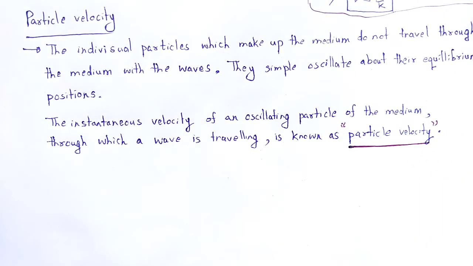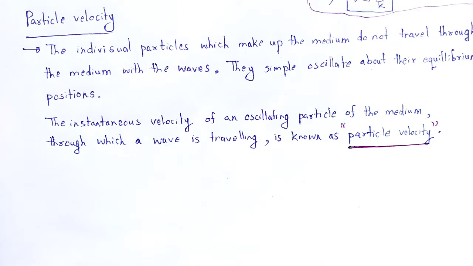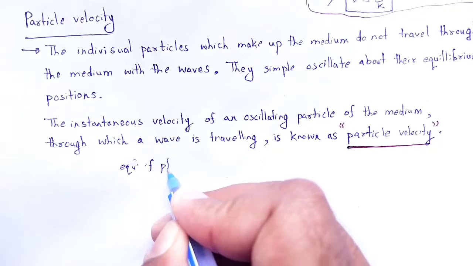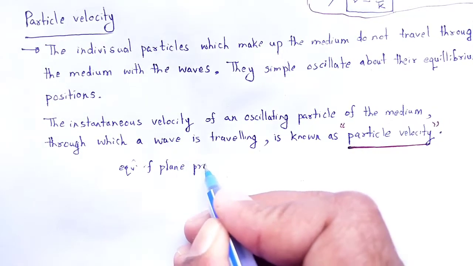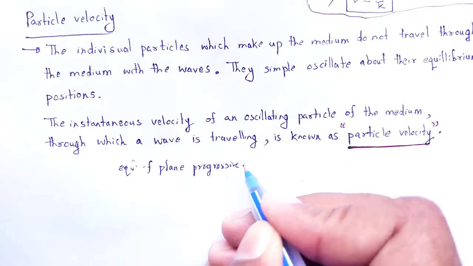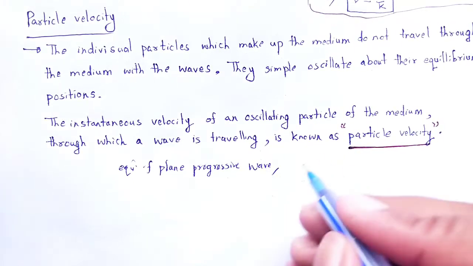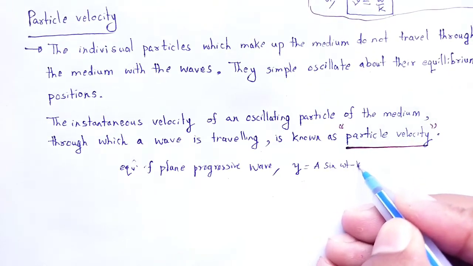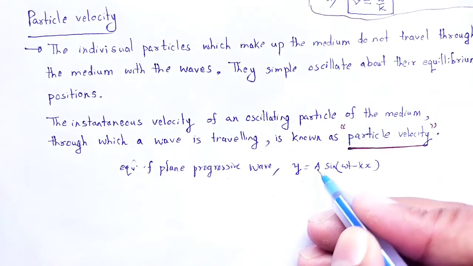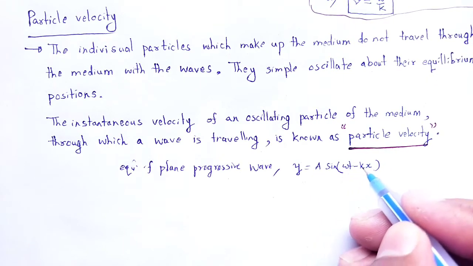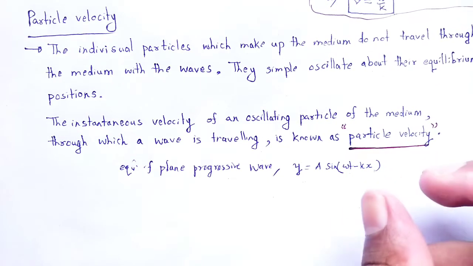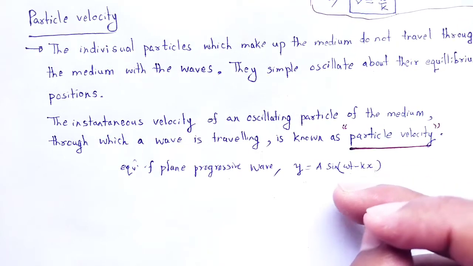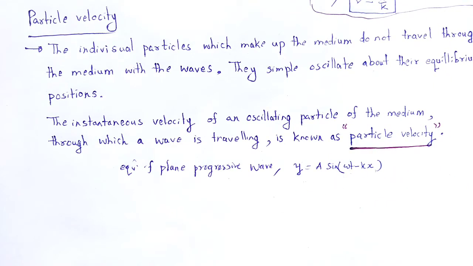Mathematically, if we take the equation of a plane progressive wave, or travelling wave, y is equal to a sin(ωt − kx), where a is the amplitude, ωt − kx is the phase, ω is the angular frequency, k is the propagation constant, and y is the displacement.